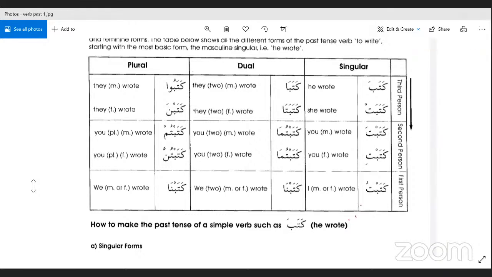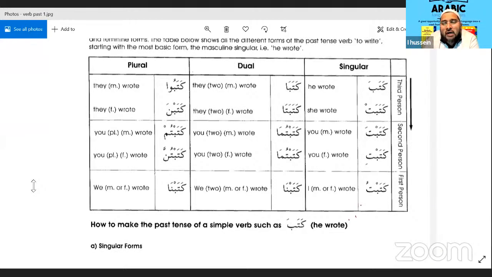Yes, Sheikh. Samina? Yeah, that's fine. I'm going to give you the verb.